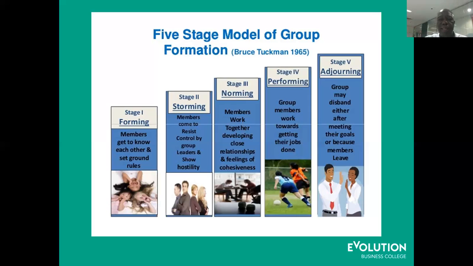Stage 4 is now where they're performing. Group members work together to work towards getting their jobs done. Like in a team effort, everybody now is working together to score a goal.